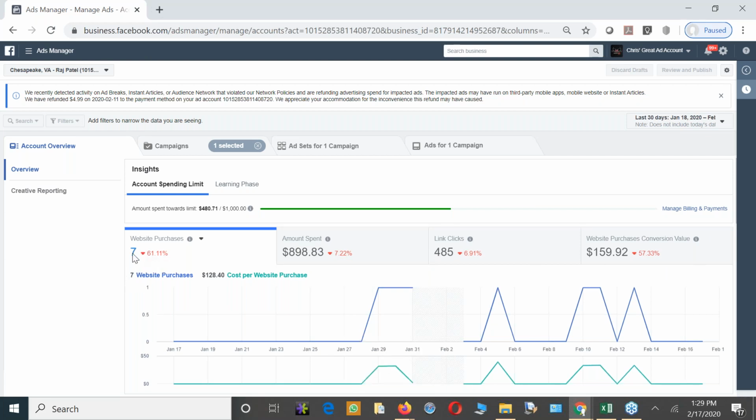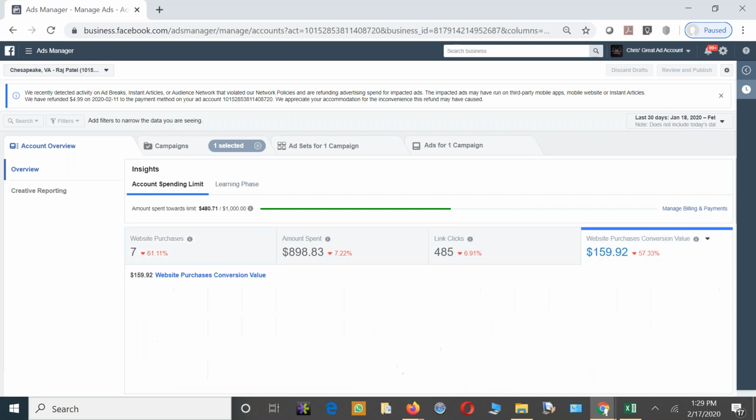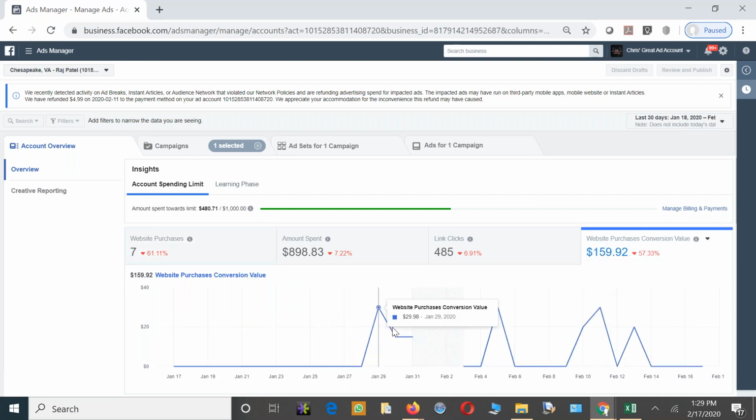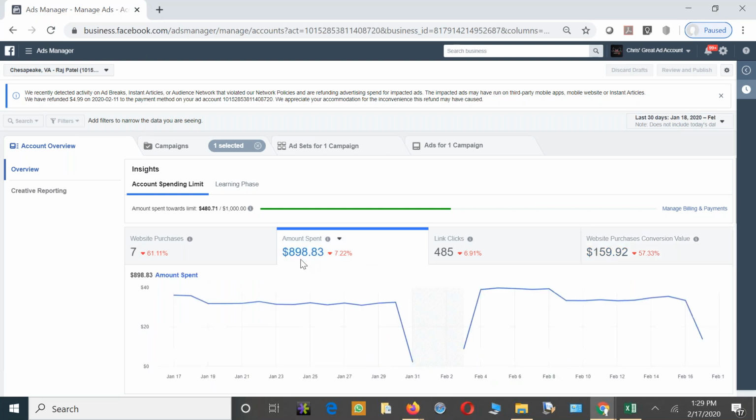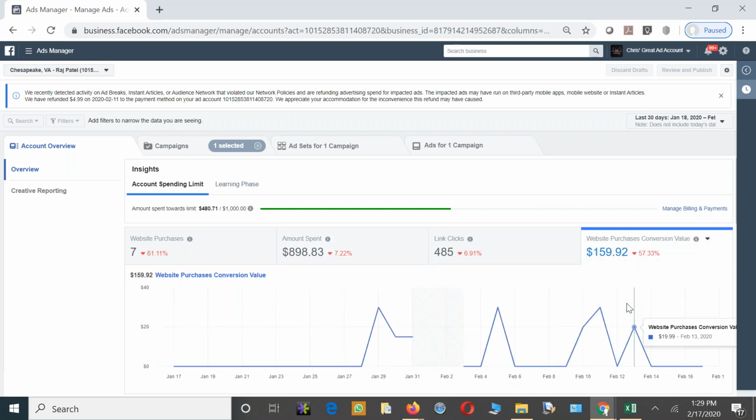Last 30 days, we got 77 purchases, it seems. Website purchases, yeah. That's because it's all down since they switched to website purchases. Yeah, because it's not getting enough data anymore. Which you can see in your website purchase conversion value over here. There's not enough purchases coming in, so you're spending nearly $1,000 to only get back $200.